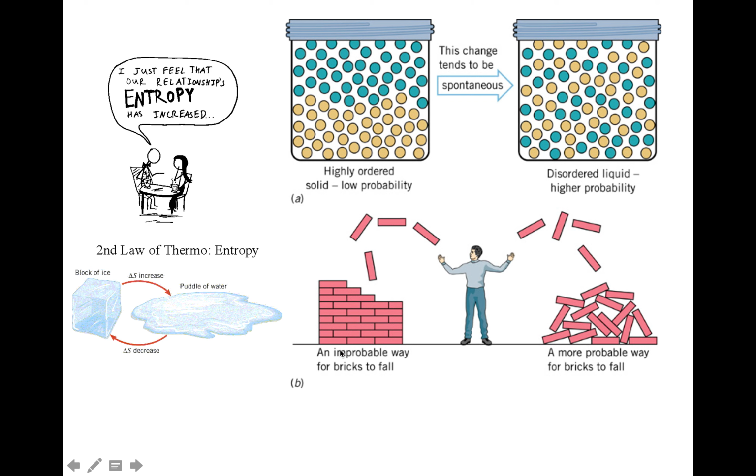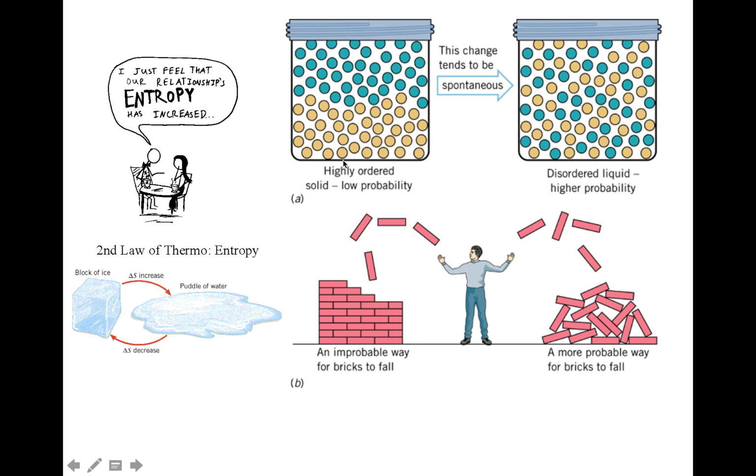Here we have bricks, and you can see that the bricks are laid in an orderly way. What this diagram is saying is that it's improbable for these bricks to fall from the air and align themselves this way. This is a more probable way for the bricks to fall. Or looking at a jar of two different molecules, green and yellow, highly ordered, solid, there's a low probability of this actually happening because entropy always increases, and instead you'll probably get a more disordered liquid.